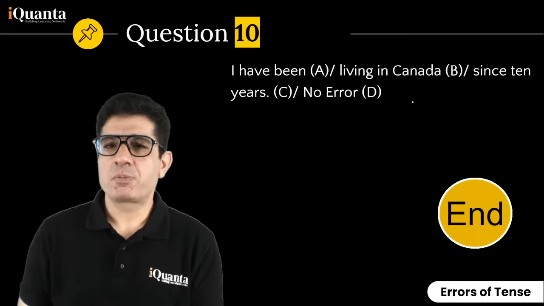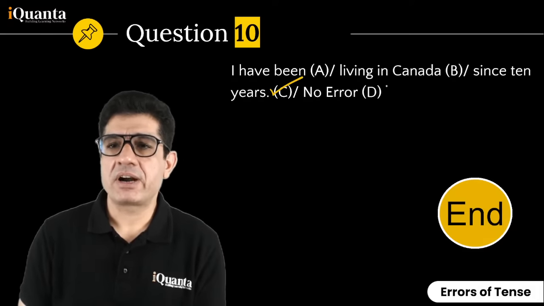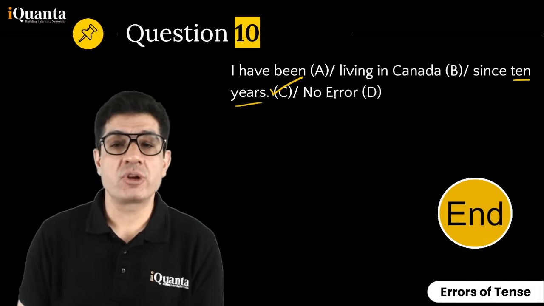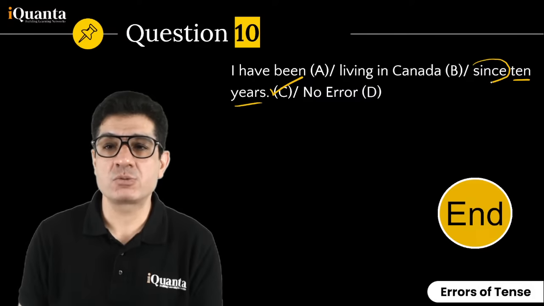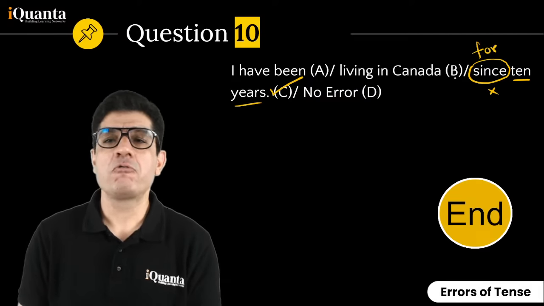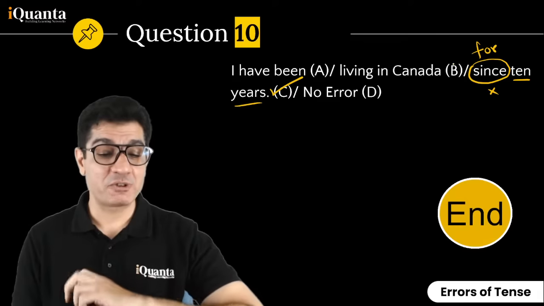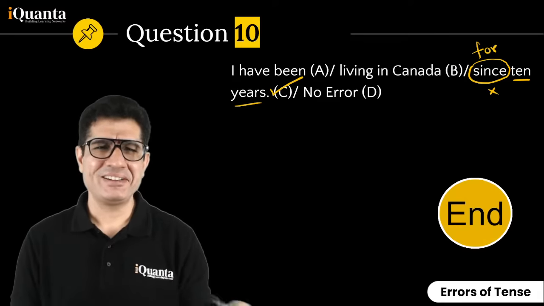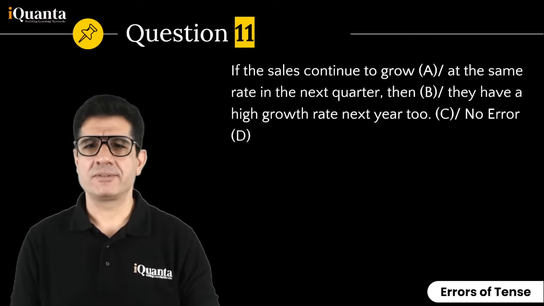So, this particular sentence, the error is in part C. 10 years shows duration. We do not use since with duration. That's wrong. The correct preposition will be for. So, that's since versus for thing. Next question.